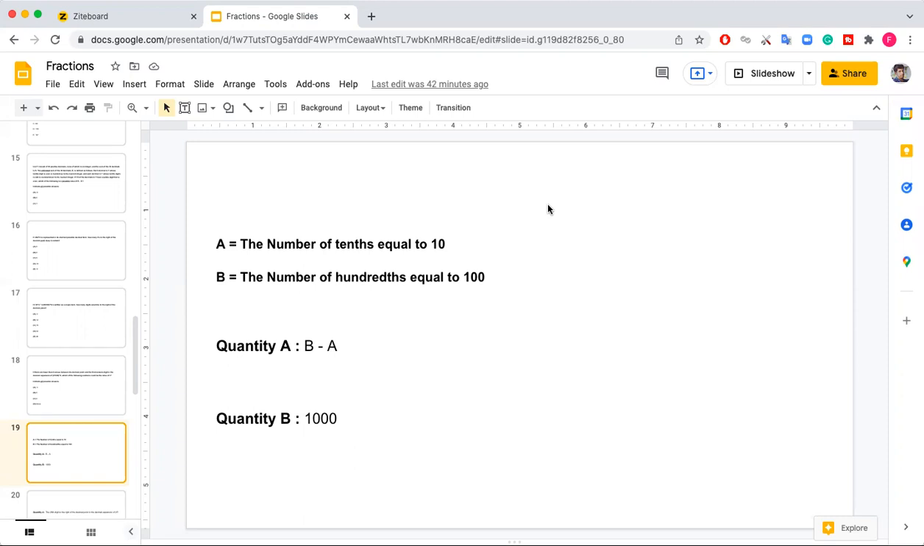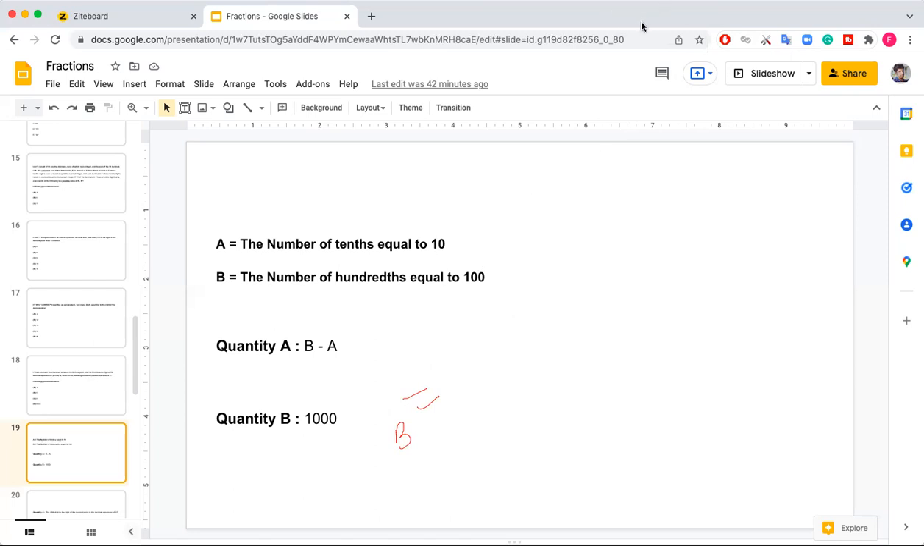A equal to 0, B is 1000. That means B is greater. Anyone got this? B. Okay, B. Any other answer? True for B.